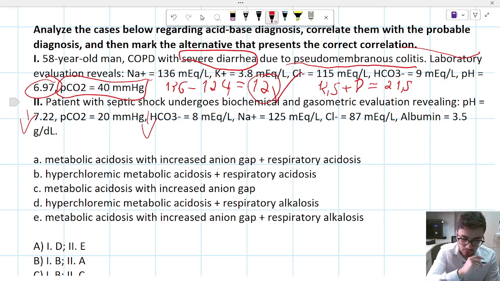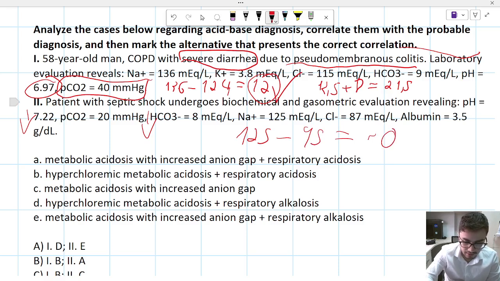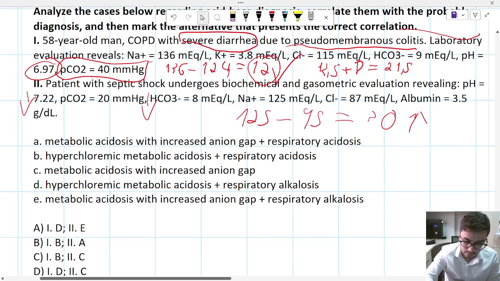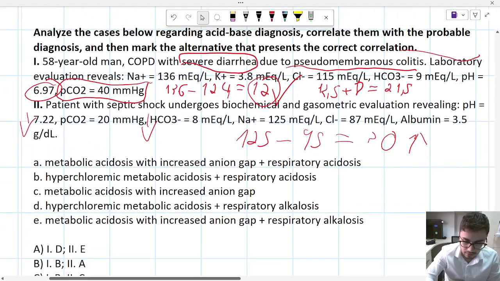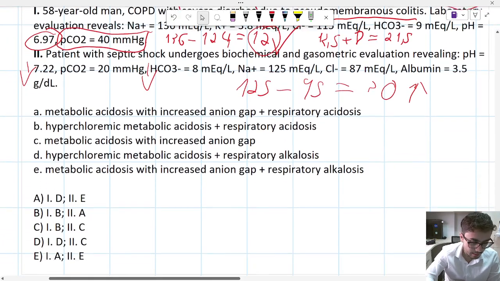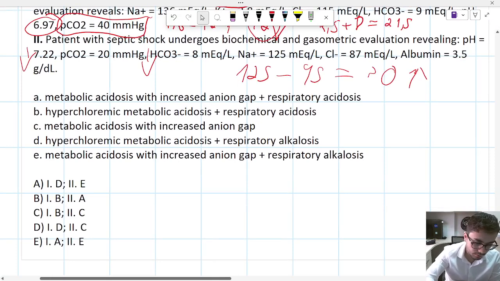Okay, so let's calculate the anion gap in here. It will be 125 minus 87 plus 8, which is 95. So it will end up with a value of 30 in here. Okay, so we have an increased anion gap in the second one. So let's see. The second one will be a metabolic acidosis.